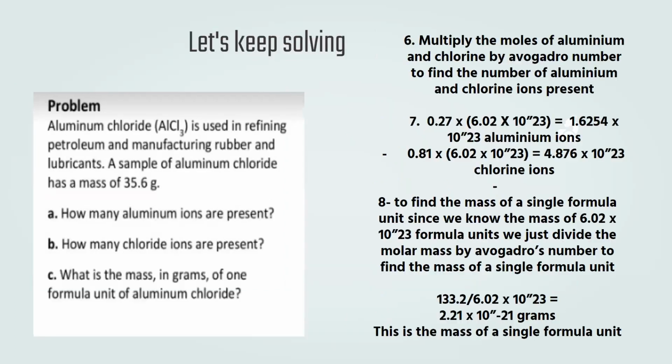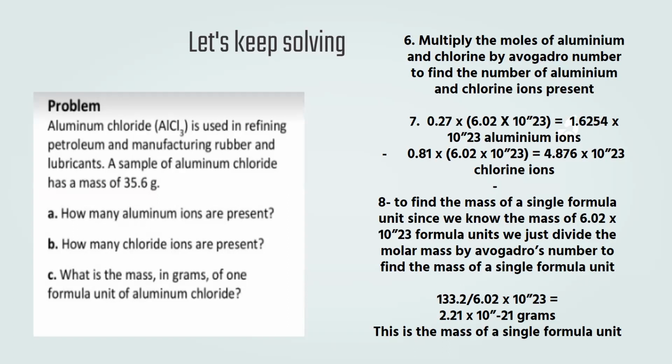Now let's start by solving A, B, and C. First, A asks us how many aluminum ions are present. Since we know that there is 0.27 moles of aluminum in aluminum chloride, we just multiply that by Avogadro's number, and we end up with 1.6254 times 10 to the power of 23 aluminum ions. Let's do the same for chlorine ions. We know that there is 0.81 moles of chlorine. Multiply that by Avogadro's number, which is 6.02 times 10 to the power of 23. We end up with 4.876 times 10 to the power of 23 chlorine ions.